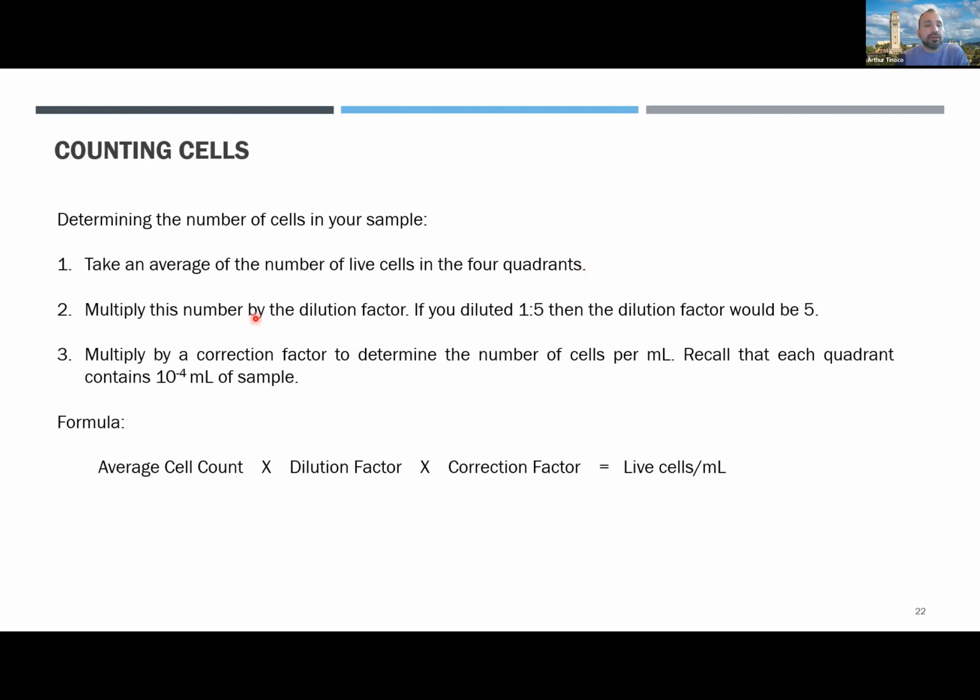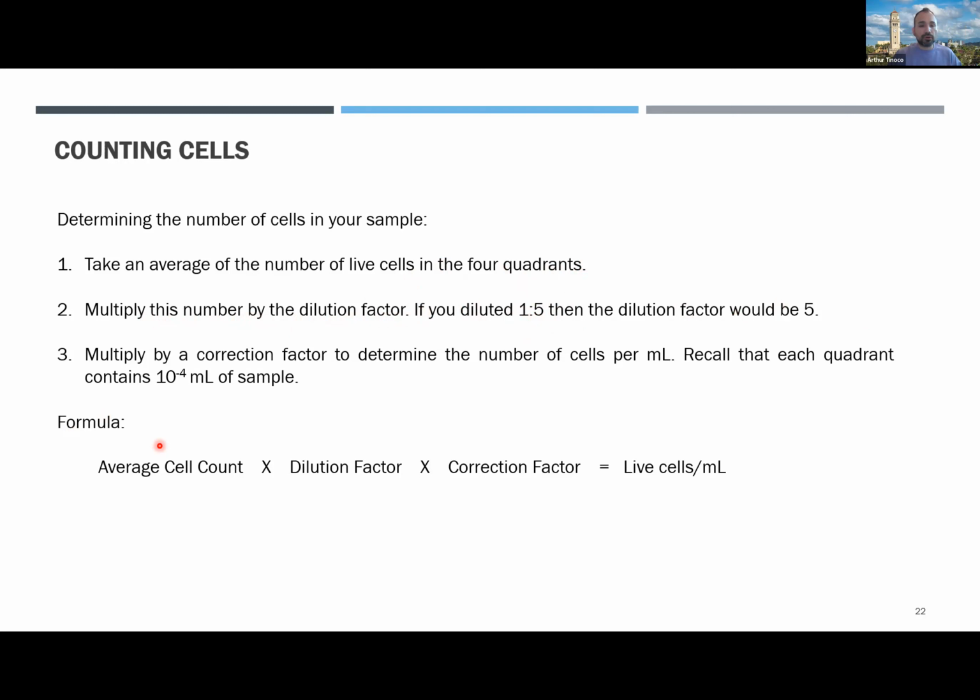Okay. And then you're going to multiply this number by the dilution factor. So what was the dilution factor? Remember, think back to what I was mentioning to you, that you take an aliquot of your cells and you're going to dilute it in your Trypan Blue. And that dilution was a 1:5 dilution. So your dilution factor, therefore, would be a factor of 5. So you effectively have diluted from the stock, the mother stock, by a factor of 5.